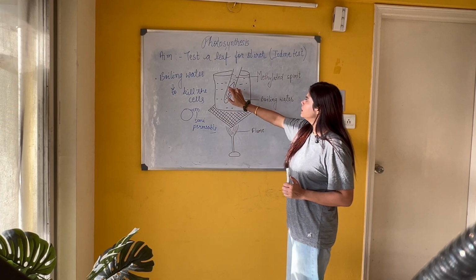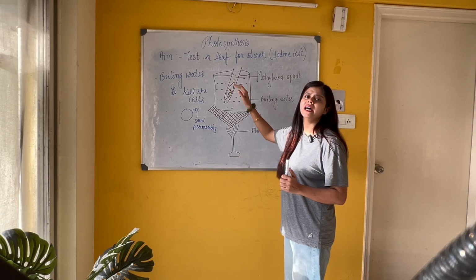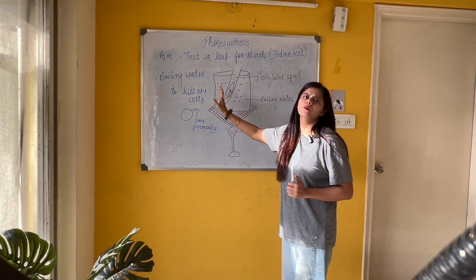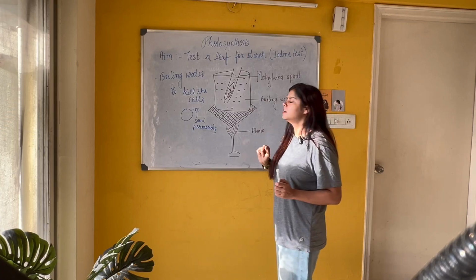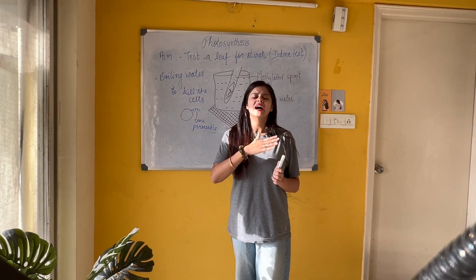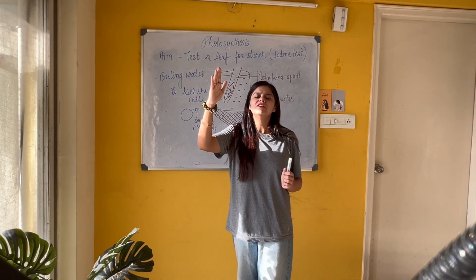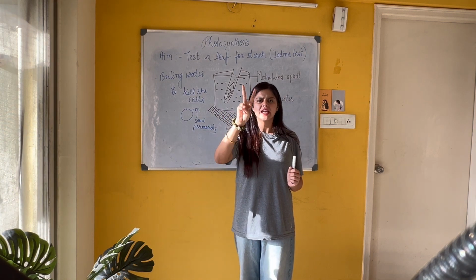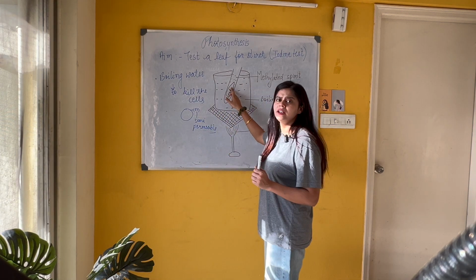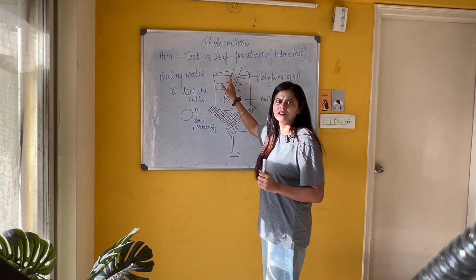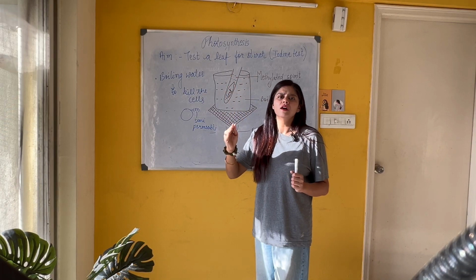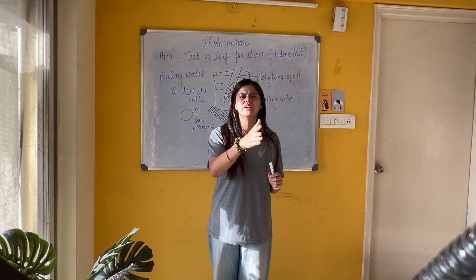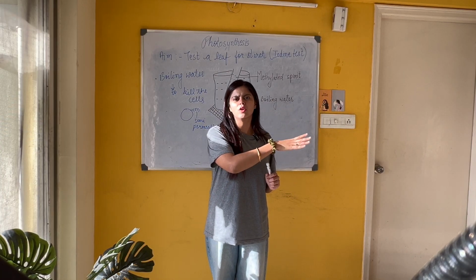Why do you think this leaf in alcohol is not directly kept on the flame? Why are we boiling the leaf in alcohol in a water bath? Why in a water bath? Because alcohol is highly flammable in nature. If we keep it directly on the flame, it will catch fire. That is why in the second step, the leaf is boiled in methylated spirit, but it is done over a water bath.